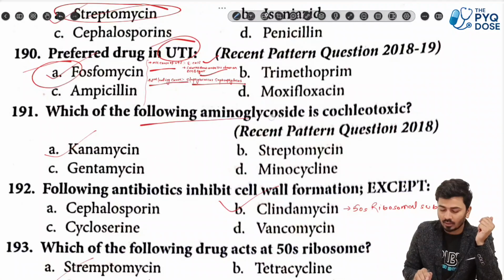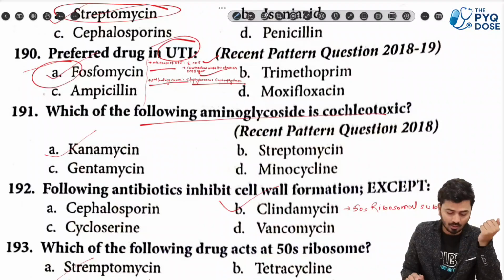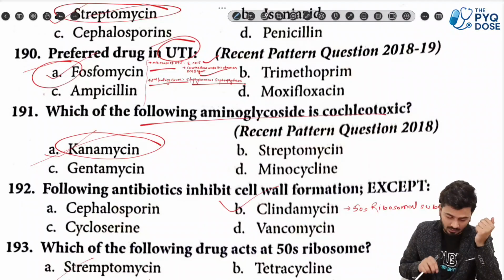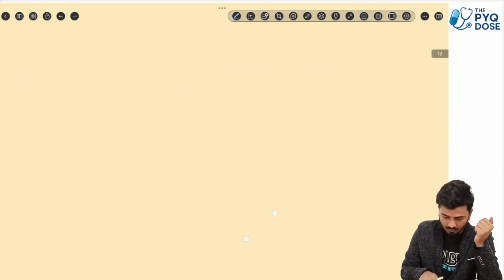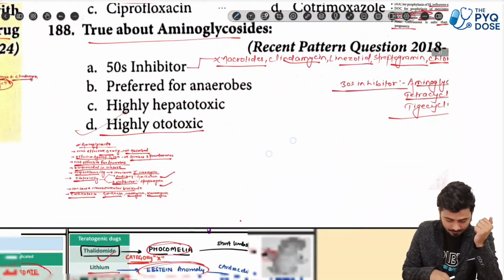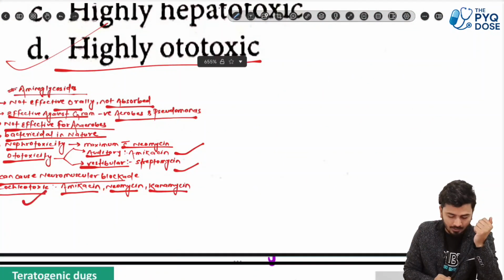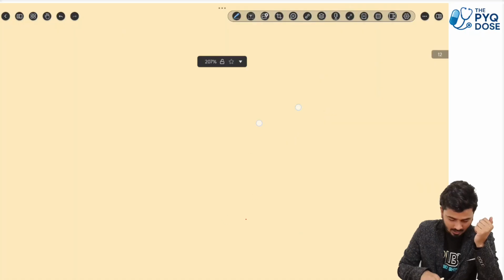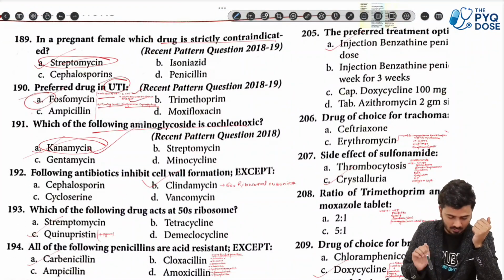Which of the following aminoglycoside is cochleotoxic? Just above we have read about that. That is nothing but kanamycin. Just here we saw about the cochleotoxic. Look, cochleotoxic is amikacin, neomycin and kanamycin. So generally in the option we have kanamycin, I think. Okay, so kanamycin is there.